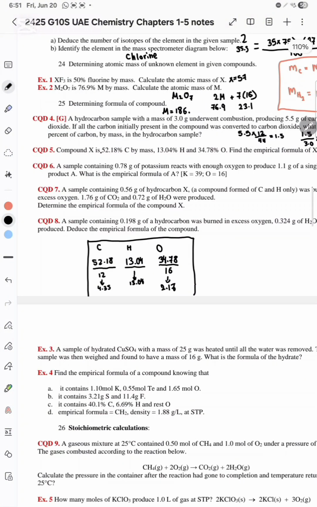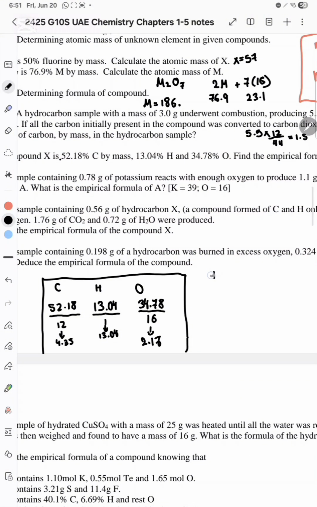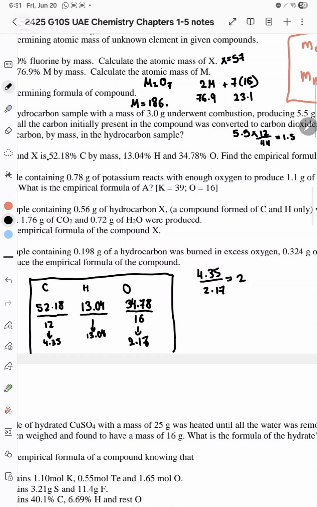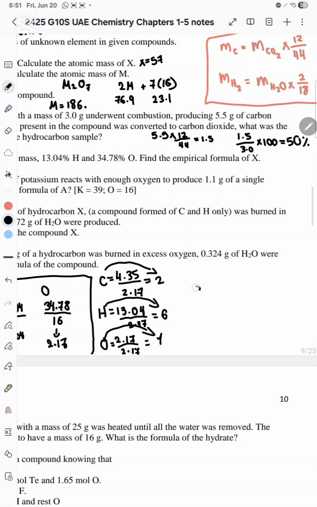Now, what we're going to do is very simple. Find the smallest number between these three. So 2.17 is our smallest, right? So now we're going to divide all of them by 2.17. So 4.35 divided by 2.17 is going to equal 2. Then 13.04 divided by 2.17 is going to give us 6. And 2.17 divided by itself is going to give us 1. So since this is for carbon, this is for hydrogen, this is for oxygen, this is practically how much it is equal. So carbon we have 2, hydrogen we have 6, O we have 1. So our compound is C2H6O. And that's how you find it.